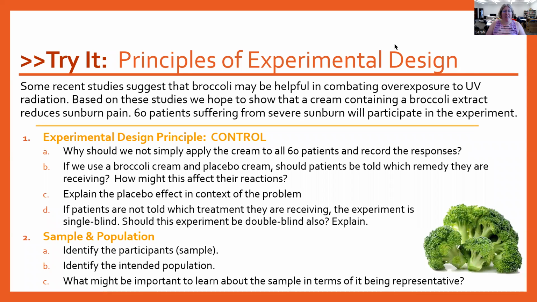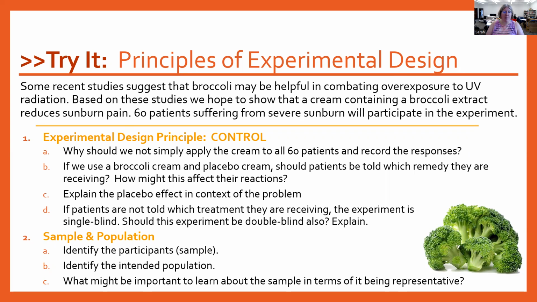All right, we have one more example to dig into these principles of experimental design, as well as review some other ideas from the class. Our example here: some recent studies suggest that broccoli may be helpful in combating overexposure to UV radiation. Based on these studies, we hope to show that a cream containing a broccoli extract reduces sunburn pain. 60 patients suffering from sunburn pain will participate in the experiment.